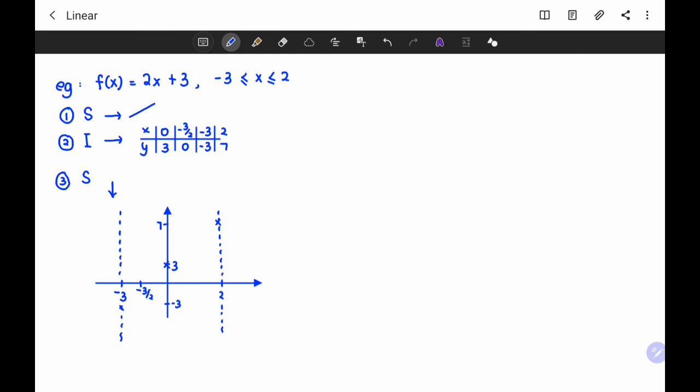Okay, sekarang ni kita nak graph di antara negatif 3 sampai 2 je. Okay, so kita pun garis negatif 3 sampailah dekat 2. Okay, negatif 3 and 2 dia ada equal. So bila ada equal, kita hitamkan. So siaplah graf yang dalam exercise video. Ada lupa labelkan fx.